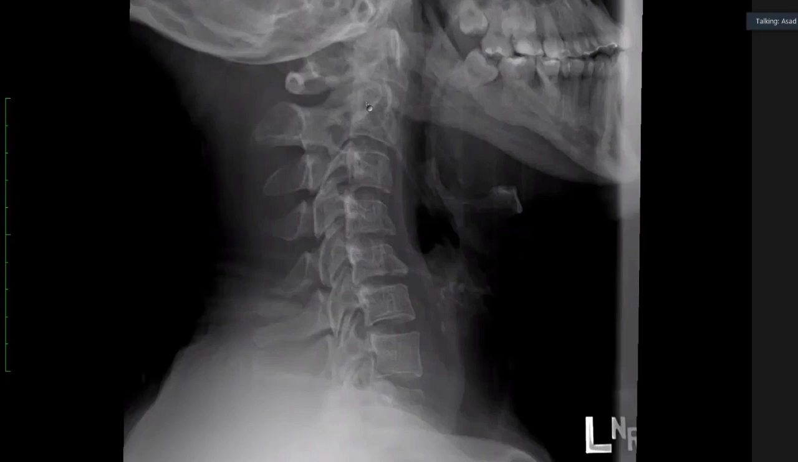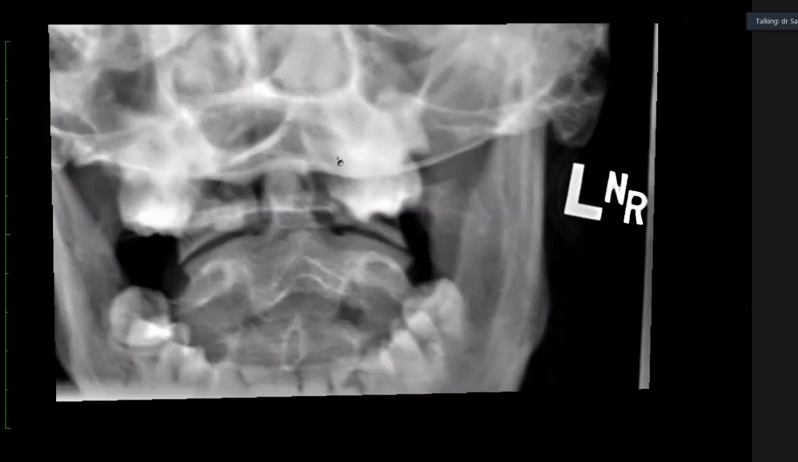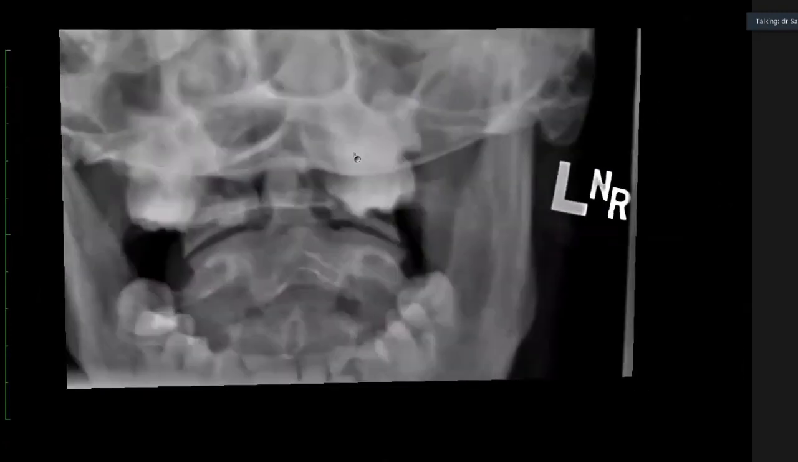Okay, C1 is okay. You want to look at the C1? I can show you this. That's the C1 there for you. I think there is some lucency at the base of the dens, which is transversing it, and I think it is a non-dislocated dens fracture type 3.